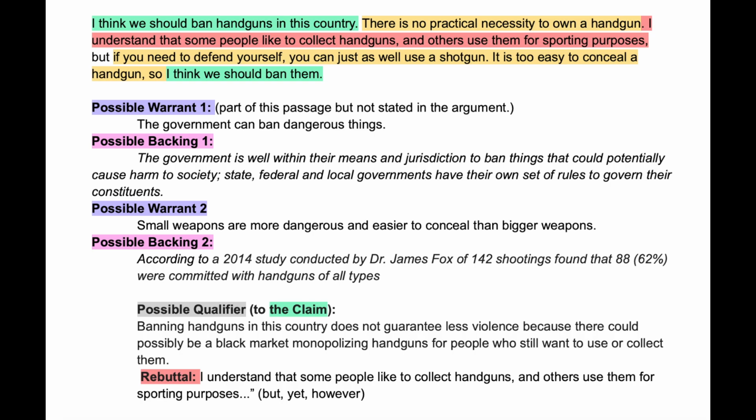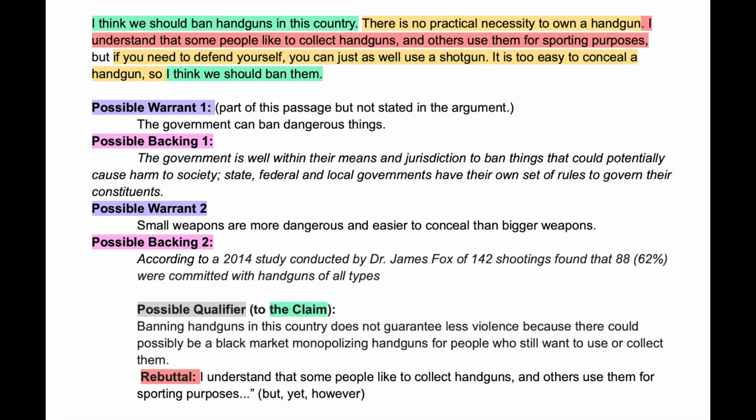Our last example was about handguns and why handguns should be banned. Taking a look at our example, it says, I think we should ban handguns in this country. There is no practical necessity to own a handgun. I understand that some people like to collect handguns and others use them for sporting purposes. But if you need to defend yourself, you can just as well use a shotgun. It is too easy to conceal a handgun, so I think we should ban them.